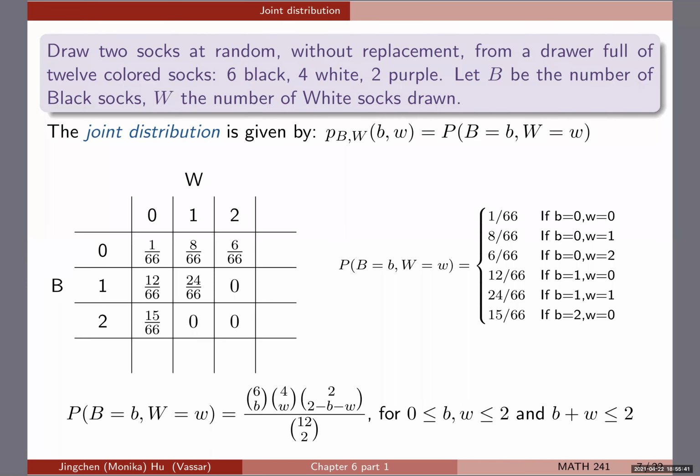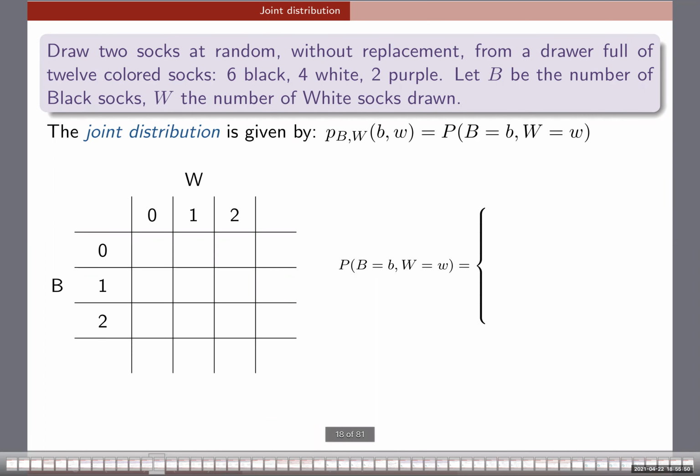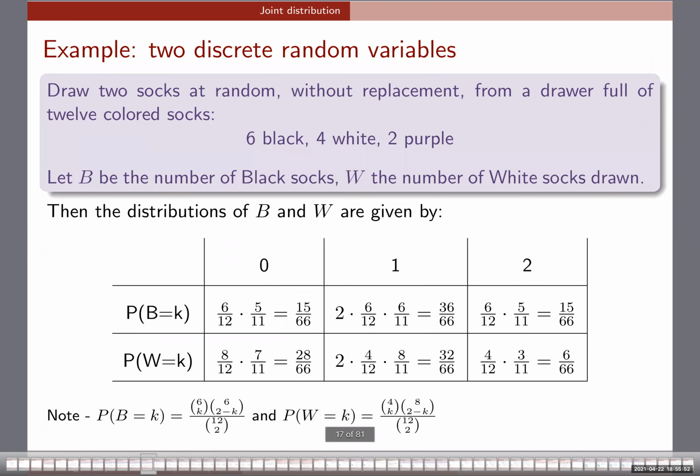Okay, so continue on this. I've been using the term marginal distribution before. If you remember the previous slide, I was saying that what we're getting here are the marginal distributions, because it's about one variable at a time, not two or multiple at the same time.